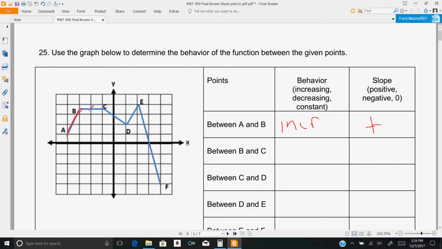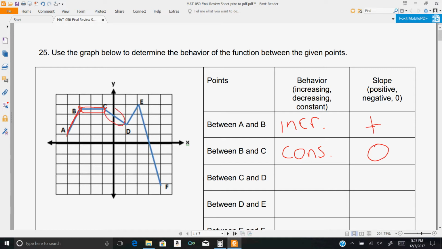So B to C, this section here, it is not increasing, it is not decreasing, it is constant. And so as a result, the slope has to be 0 because it's flat. The change in y is 0. You divide that by the change in x. Change in x is 2. Change in y is 0. Slope has to be 0.